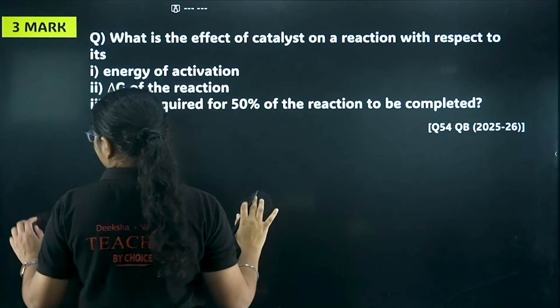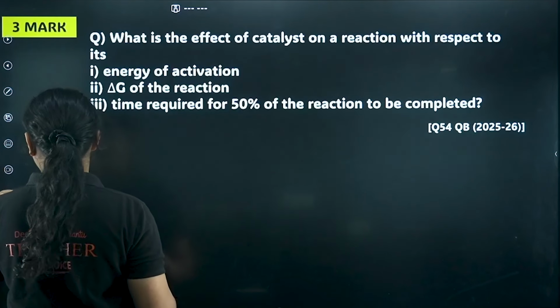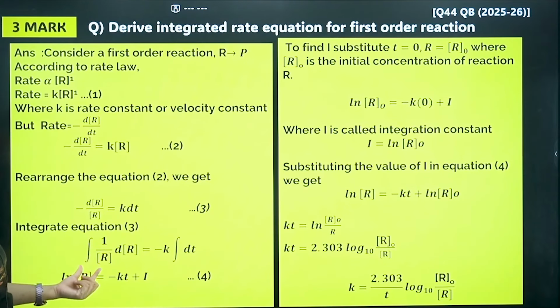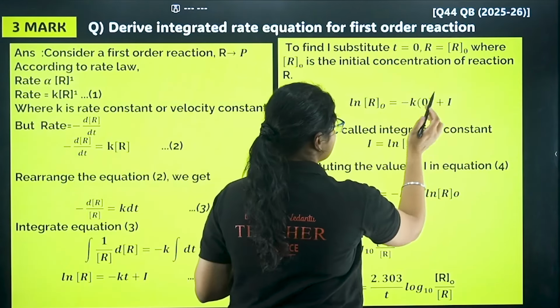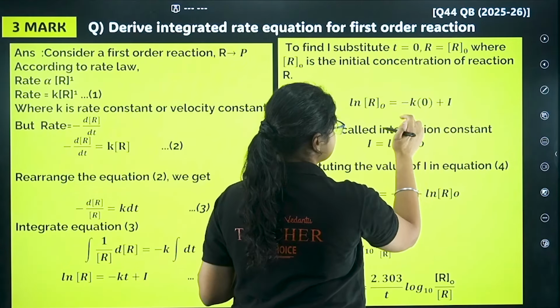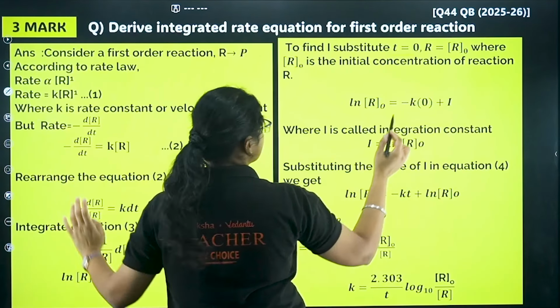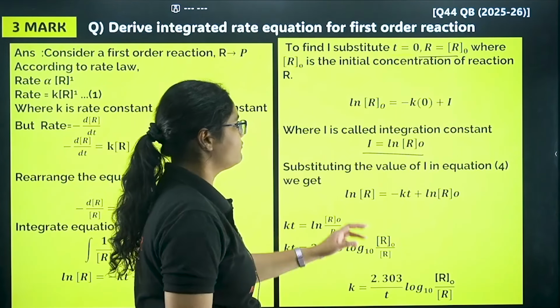Oh, sorry, just a minute. Okay, I'll explain here only. I think I missed that. So see here: minus dR by R, you will get ln R equals minus kt plus I. The next thing is to find the value of I. So you have to substitute t equal to 0, and at t equal to 0, we have R is equal to R naught. Now if I substitute that, I will get I is equal to ln of R naught.